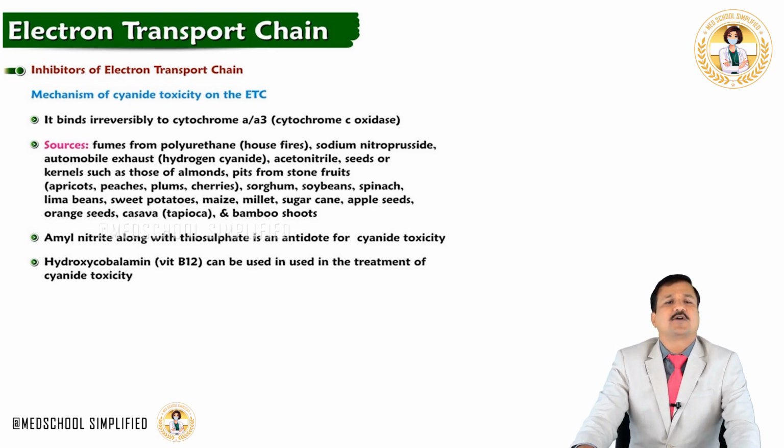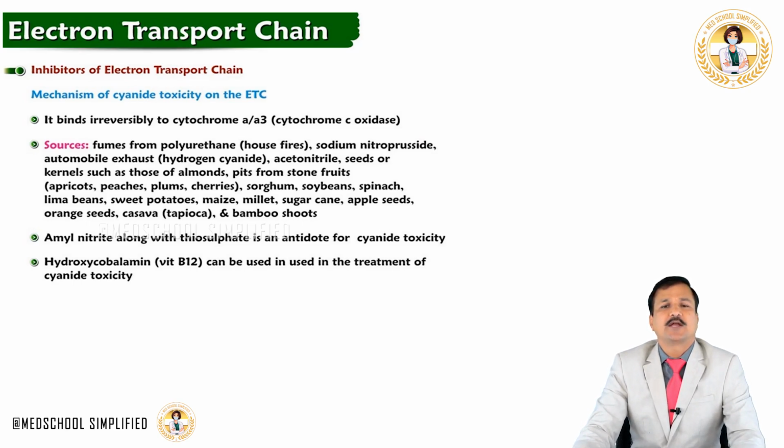So what are the sources of cyanide? Cyanide comes from fumes of polyurethane, that is, house fires. Cyanide also comes as a byproduct of a medication called sodium nitroprusside. Cyanide is also a part of automobile exhaust. Cyanide in the air is present as hydrogen cyanide, whereas cyanide in water and soil is present as a sodium salt of cyanide. Acetonitrile is one of the sources of cyanide toxicity.